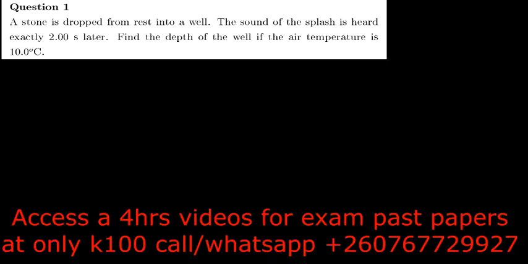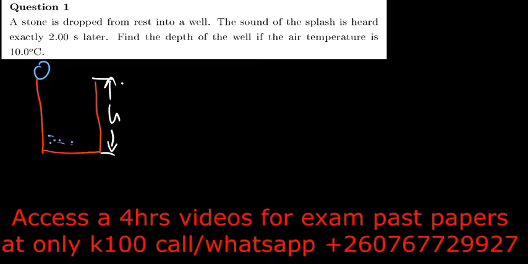Okay, so let's first try to understand the question. If we have a well, I'll just draw a well here, and the height of this well I'll call h. It's the one we're trying to find, which we don't know. And then they are saying that a stone is dropped. So if this is the stone, there is water here.